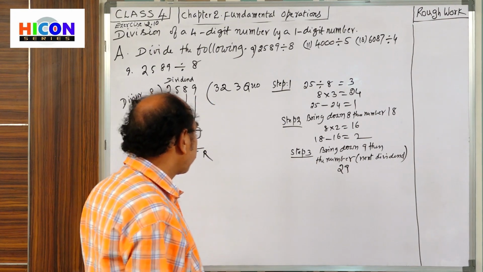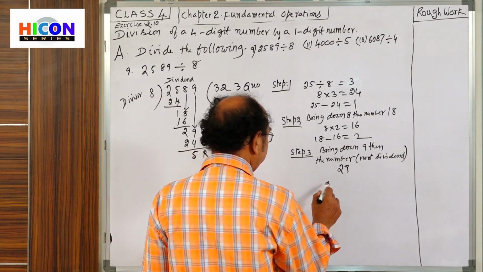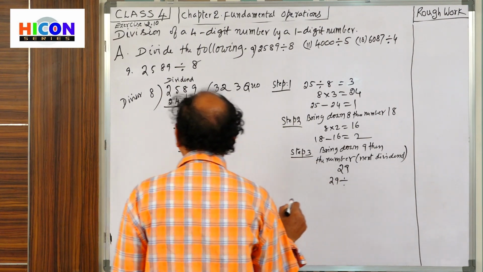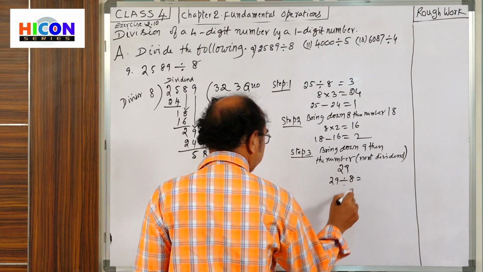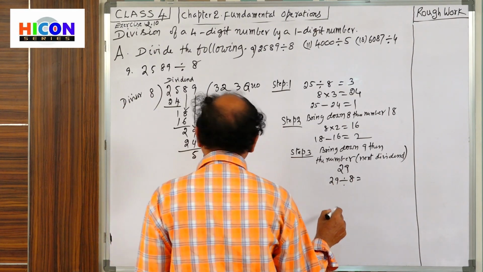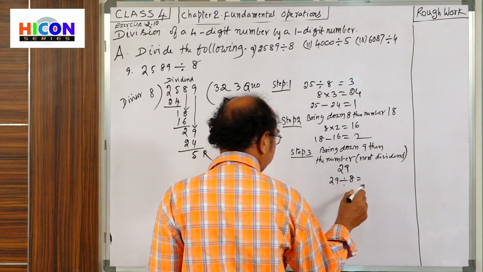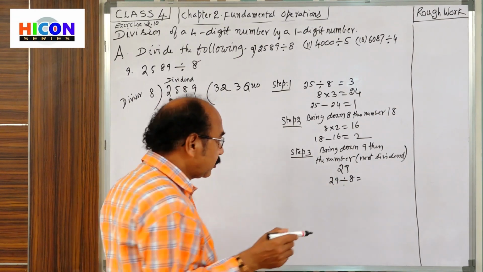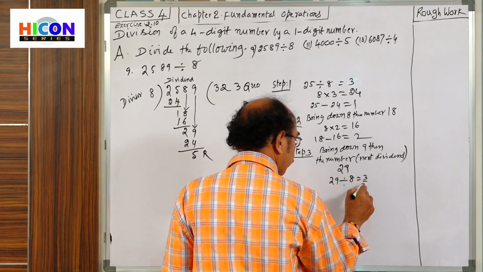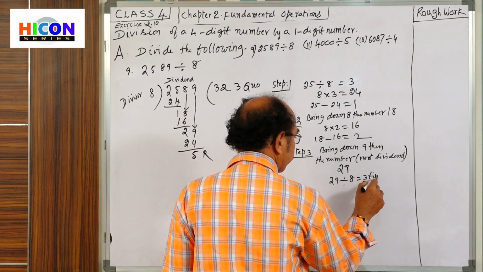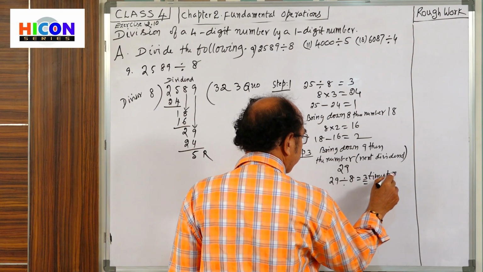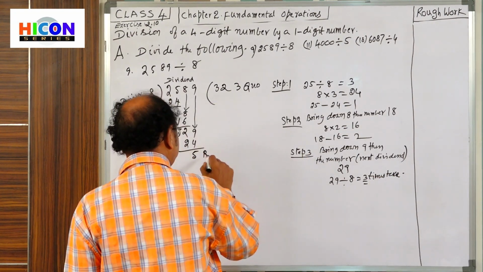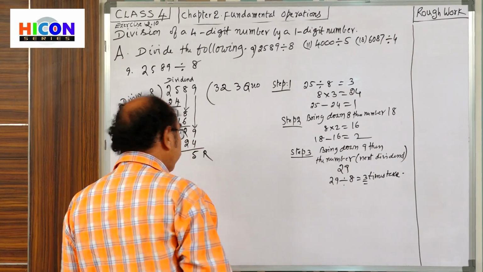Now divide and subtract. Divide 29 with what? 8. How many times? 8 3s are 24, 8 4s are 32 more. That's why 3 times. Okay, that's why here 8 3s are 24. What is the remainder?